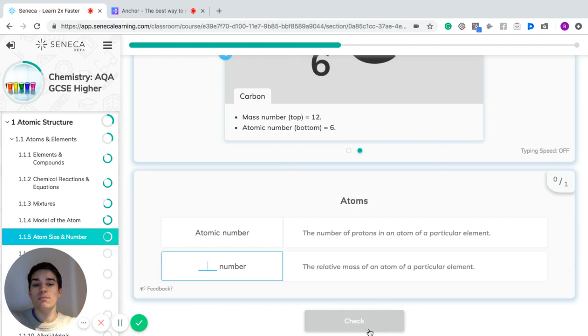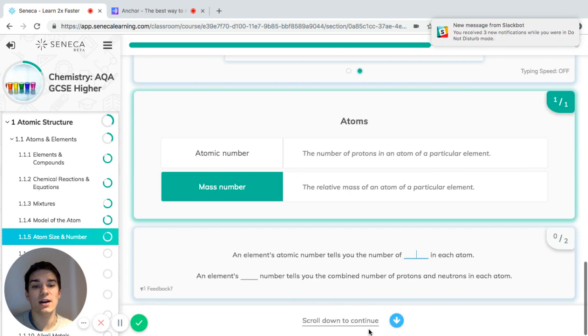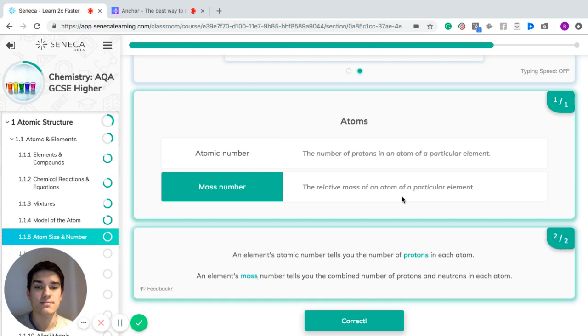So the atomic number, just to recap, is the number of protons in an atom, or a particular element, and the mass number is the relative mass of a particular element. The element's atomic number tells you the number of protons in each atom, and an element's mass number tells you the combined number of protons and neutrons in each atom.